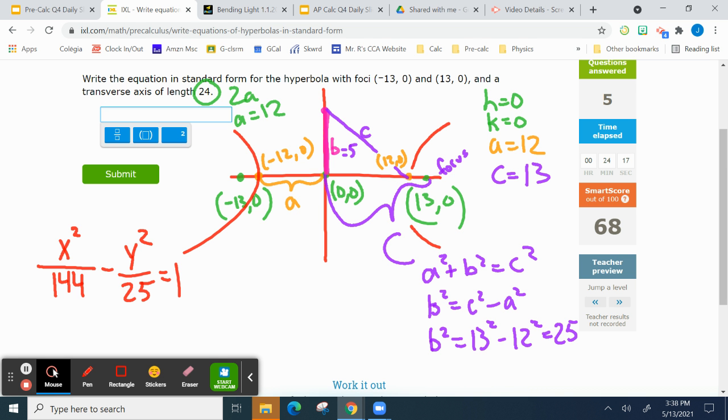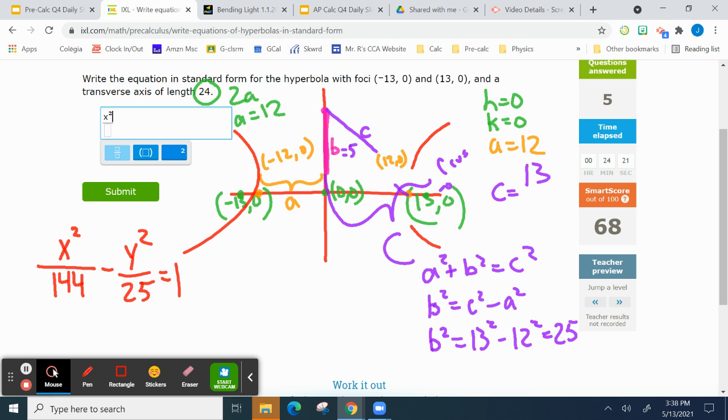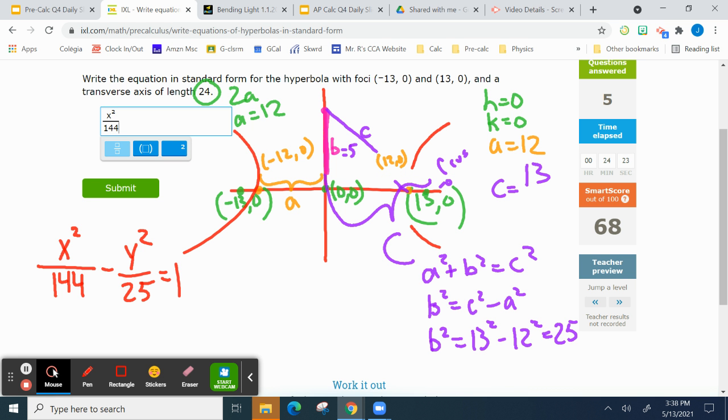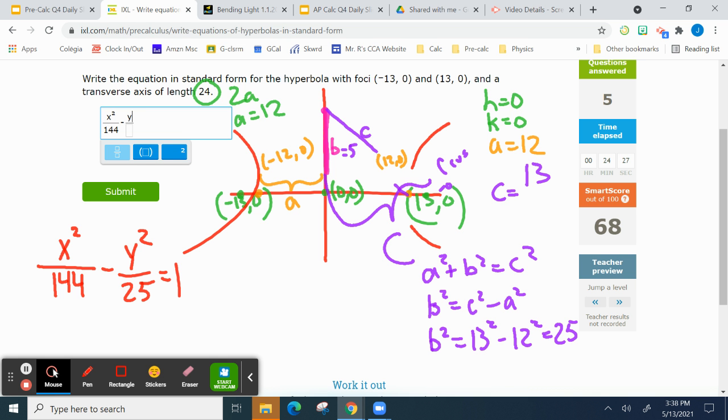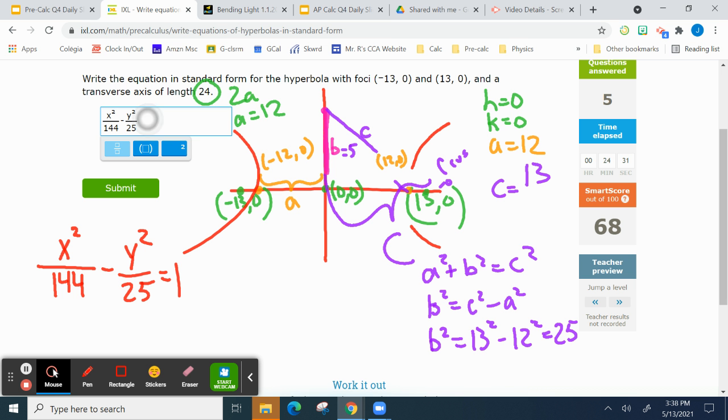So let me grab my keyboard, and then we go x squared over 144 minus y squared over 25 equals 1.